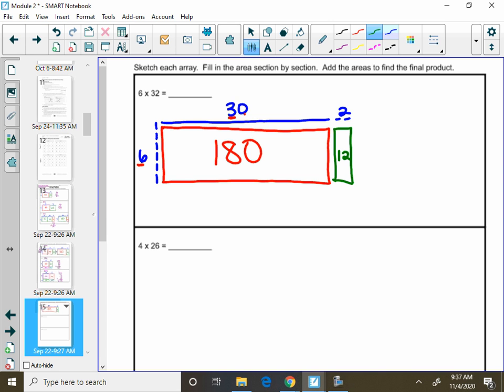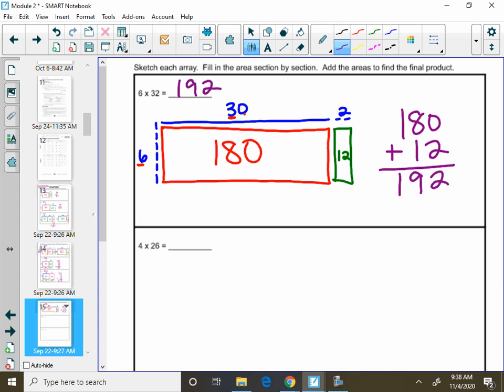What are we going to do now? Jessica? Add them up. 180 plus 12. Thank you. So what's 6 times 32? Dude, I didn't know that before. I could have figured it out, but we just figured it out with an area model. 192. Very nice.